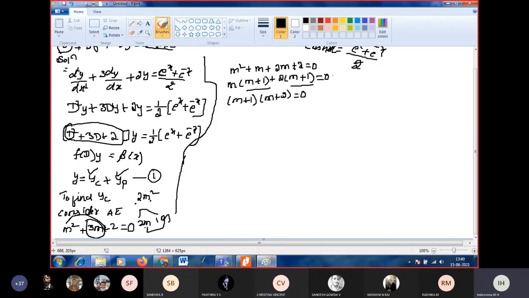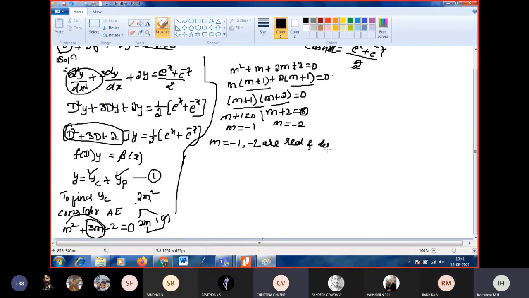It is like A into B equal to 0, which means either A is equal to 0 or B is equal to 0. Therefore, m plus 1 is equal to 0 means m is minus 1. m plus 2 equal to 0 means m is minus 2. Since it is a second order differential equation, how many roots should we get? 2 roots. So we got minus 1 and minus 2. Minus 1 and minus 2 are real and distinct.